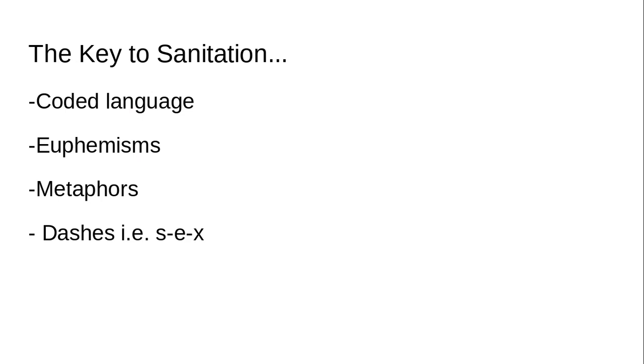So the key to sanitation, the key to warding off the Puritan bots, is coded language, euphemisms, metaphors. You can use dashes, but I don't recommend it because the bots eventually will catch up. I'd recommend that instead you shift your language around a little bit so that it's more oblique, to where you actually have to have a human brain to understand what's being said. Come into the Woods and Howl is a great example.